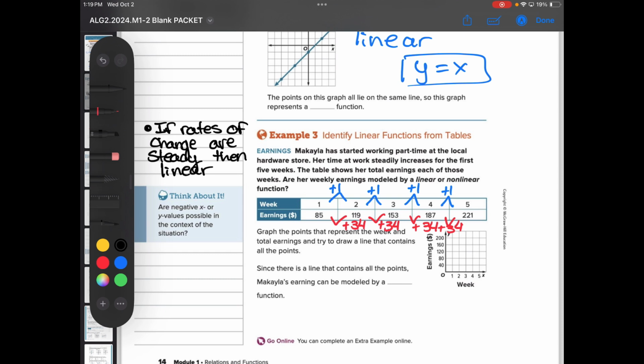So I'll go ahead and graph it. 1 and 85 would be right about here. 2 and 119. 3 and 153. 4 and 187. And 5 and 221. So you can see here, it pretty much makes a straight line. So this is modeled by what type of function? A linear function. It's a line. So if the rates of change are steady, then it's linear. That's the important thing to know here.